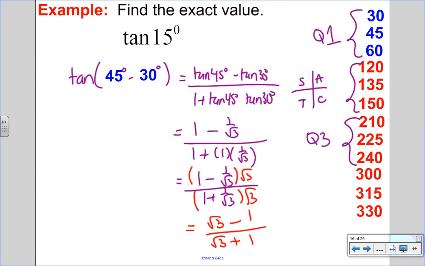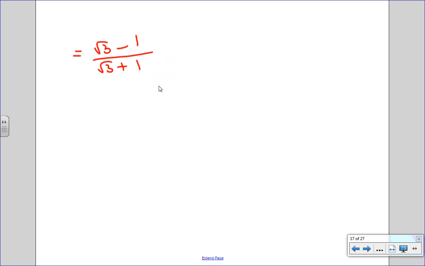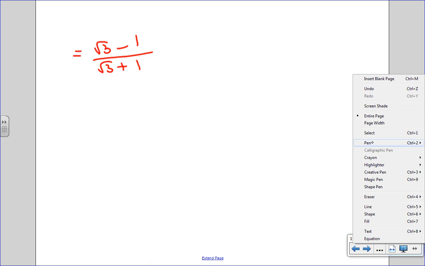Now, it's okay if you leave it like this, but remember the curriculum says that we need to be able to recognize both ways of doing it. So let's take this and actually rationalize the denominator so you can see both ways. This answer is okay, but I also want to look at rationalizing the denominator.